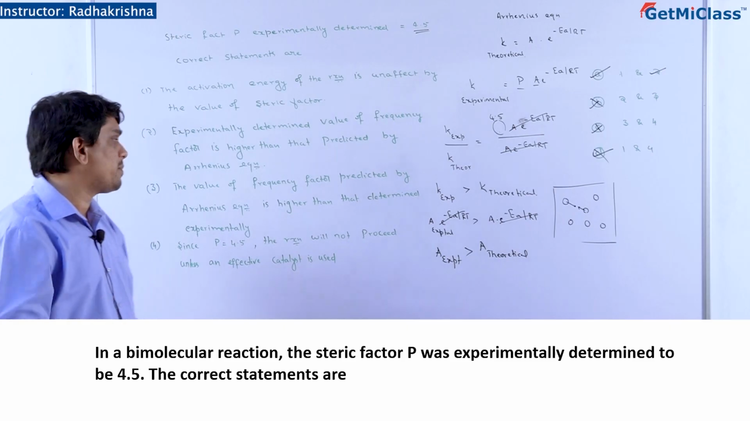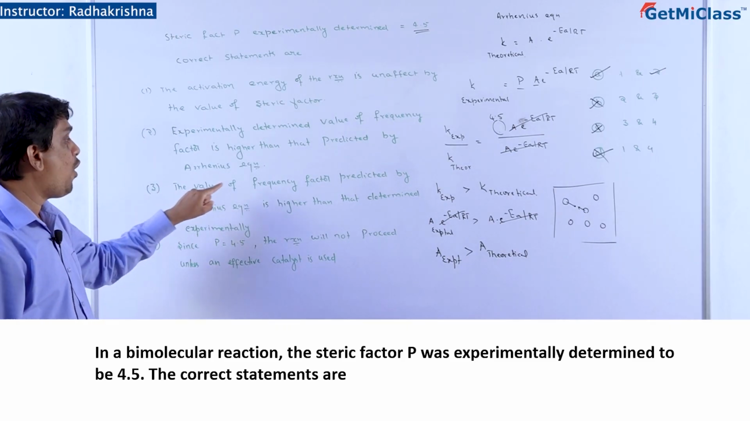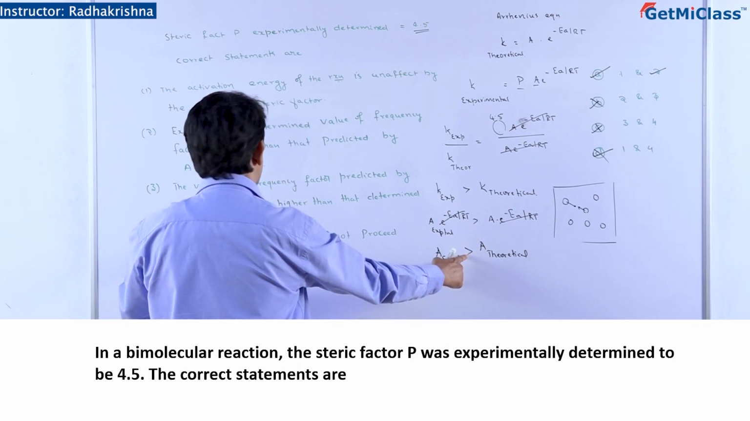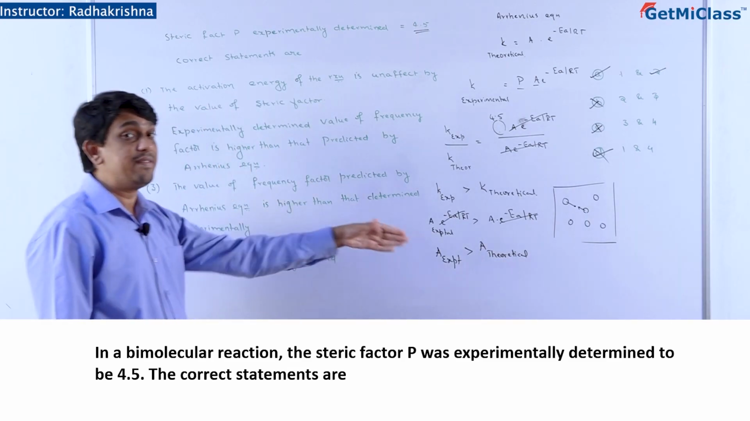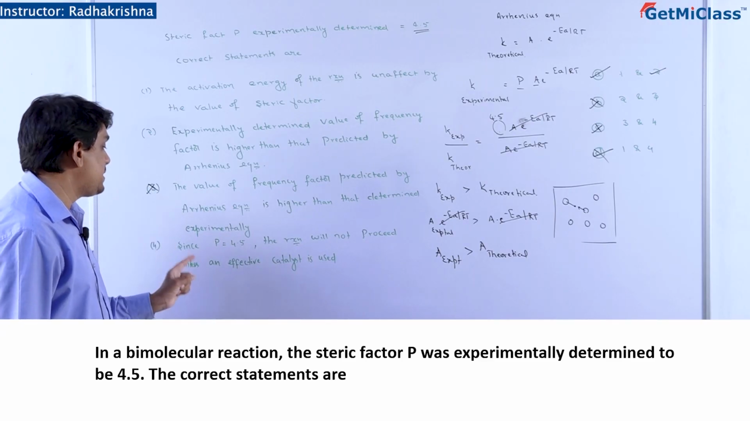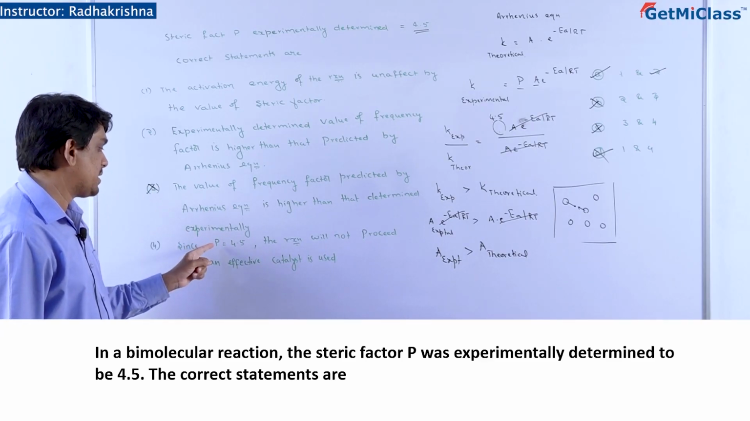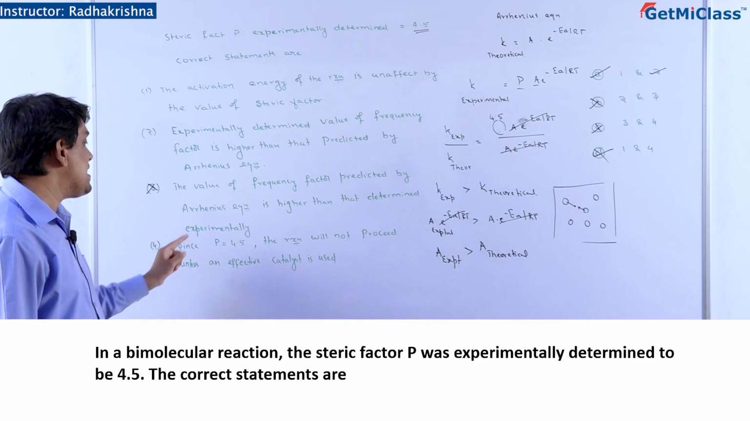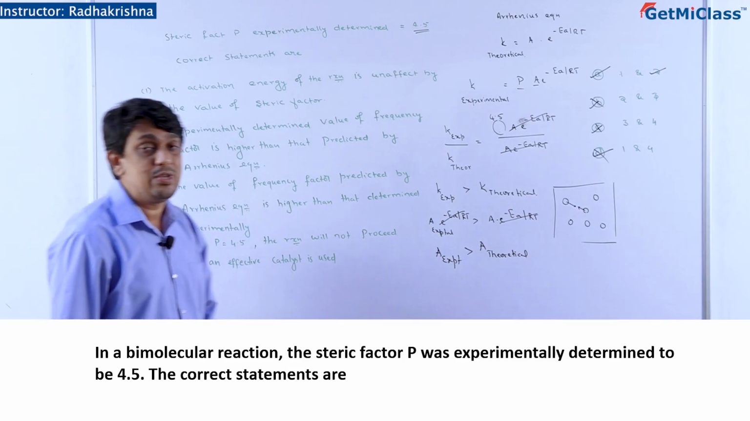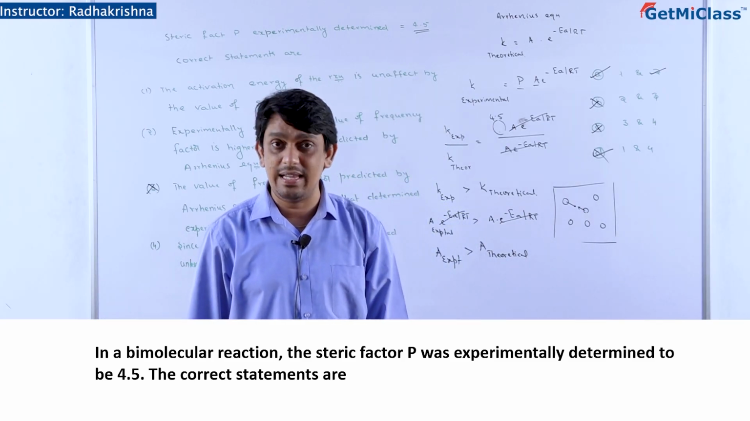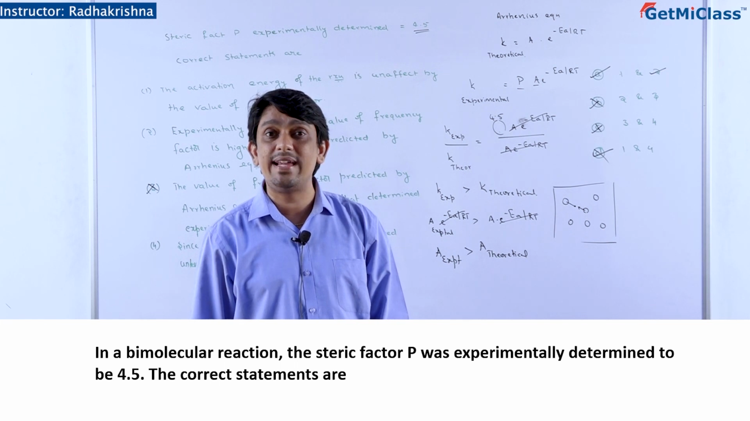Still, we already got the answer. Let me see statement 3. The value of frequency factor predicted by the Arrhenius equation is higher than that determined experimentally. It's exactly reverse. So statement 3 is wrong. Statement 4. Since steric factor is 4.5, the reaction will not proceed unless an effective catalyst is used. Let me tell you that there is no reaction that will happen because of a catalyst. The function of a catalyst is only to increase the rate of reaction, not decrease.